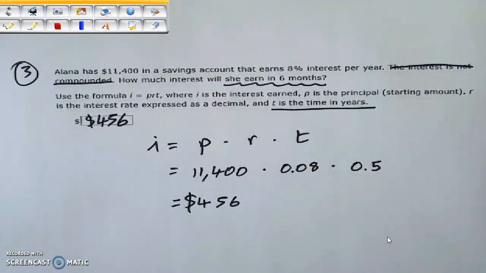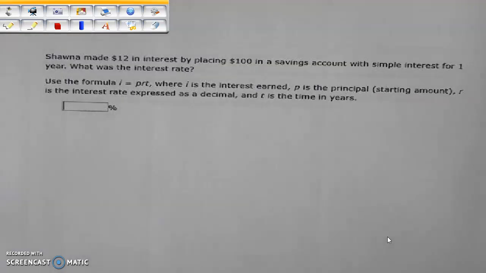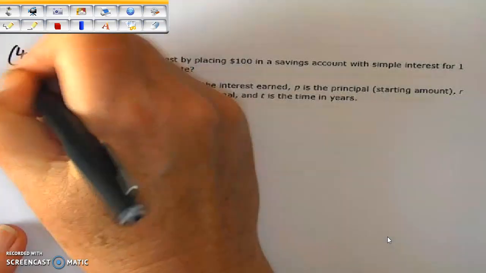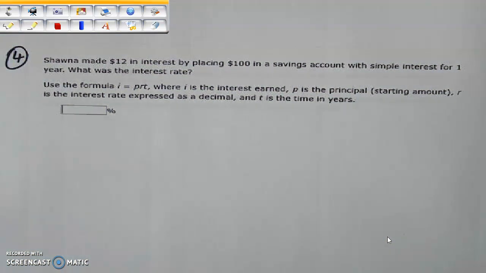That would be the answer. All right, let's move on and do another one. Shauna made $12 interest by placing $100 in a savings account with a simple interest for 1 year. What was the interest rate?